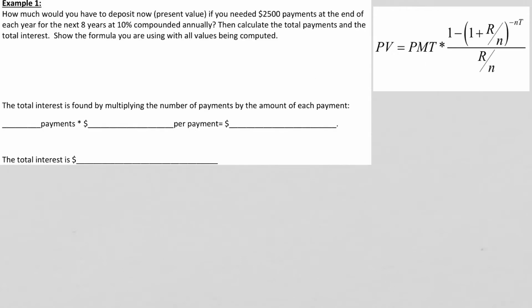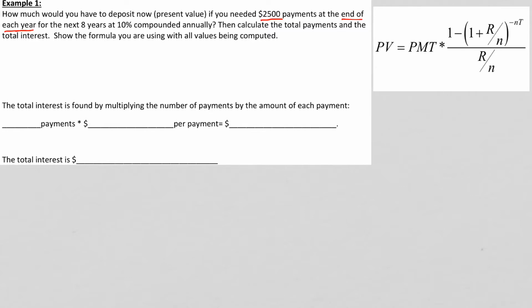Okay, the question is, how much would we have to deposit? In other words, how much would we have to have in an account right now? That's why it's called the present value. If we needed to extract payments of $2,500 at the end of each year. Now, we're told that this is an ordinary annuity, but we can infer that because the payments are being taken out at the end of each year.